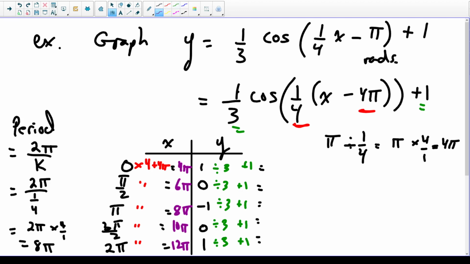For our x values, 1 divided by 3 is 1/3. 1/3 plus 1 is 1/3 plus 3/3, which is 4/3. 0 plus 1 is 1. -1/3 plus 3/3 is 2/3. 0 plus 1 is 1. 1/3 plus 1 is 1/3 plus 3/3, which is 4/3. And once again, you can graph it from there.